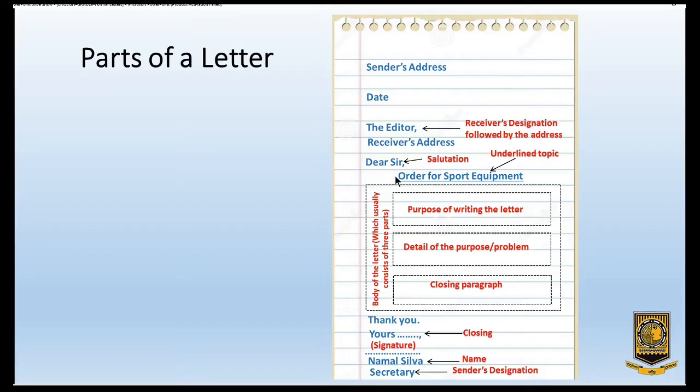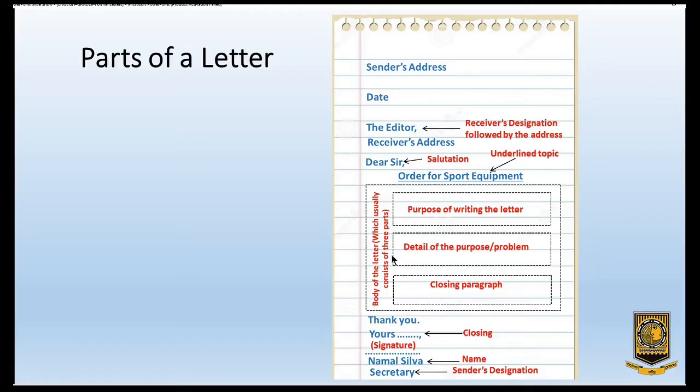After that, not like in friendly letters, in formal letters we have a topic for the letter, an underlined topic. You have to write the topic of the letter. So when the reader is reading the letter, first he looks at the topic, then he categorizes the letter. He puts the letter into the correct file. So you have to put the topic clearly and underline it.